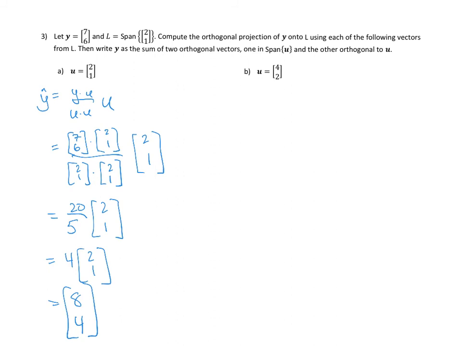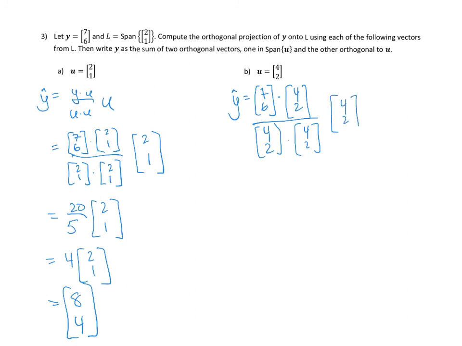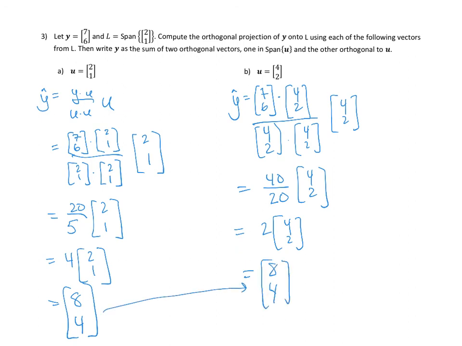And then I'm going to do the same calculation if I use 4, 2. Okay, so y dot u, so that's y, u is 4, 2, over 4, 2, dotted with 4, 2, times 4, 2. Okay, so now I get 7 times 4 is 28, plus 12 is 40, and 16 plus 4 is 20, times 4, 2. So I have 2 times 4, 2, which is 8, 4. Exact same answer I got before.